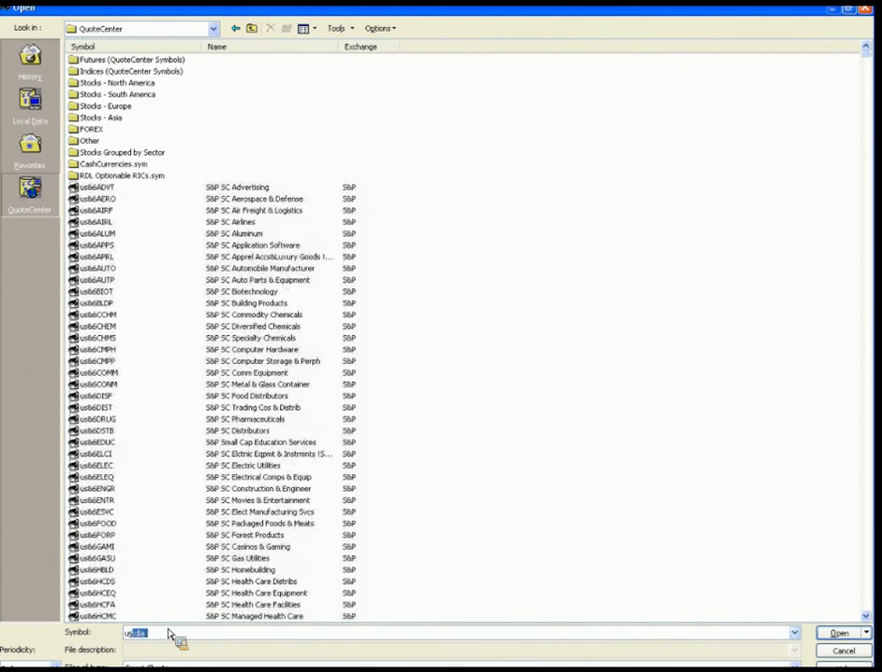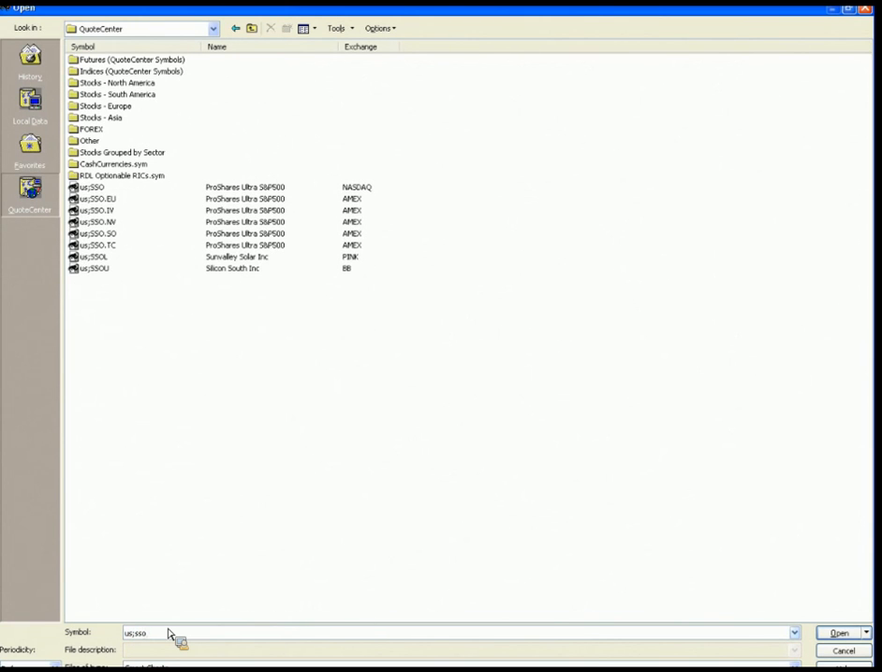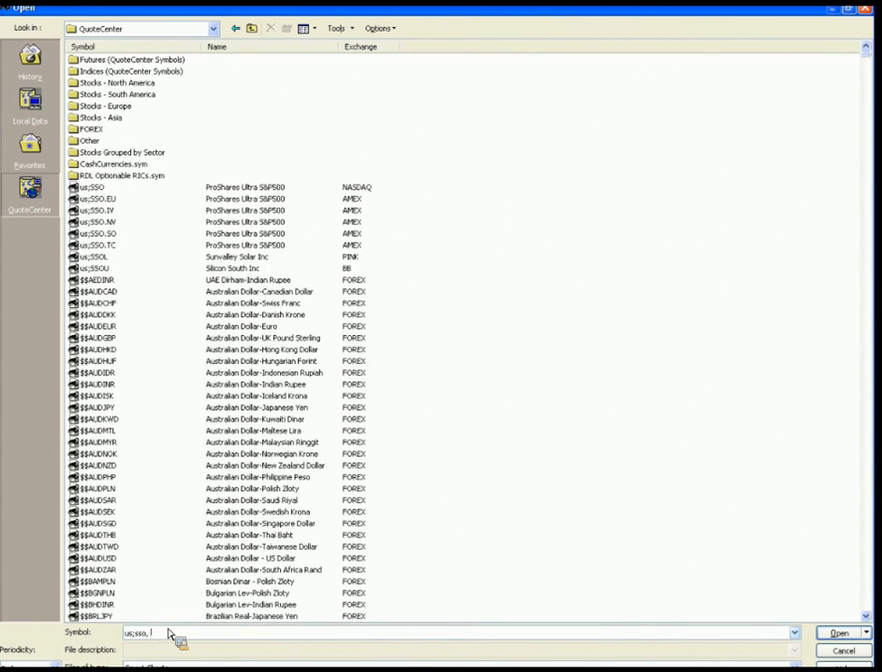The first one I said we would open up is, with the real-time version of MetaStock, I'll just do US semicolon, and we'll do SSO, which is ProShares Ultra S&P 500. I'm going to separate these symbols with a comma.